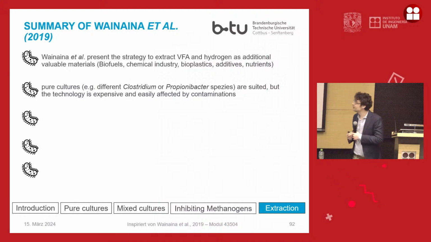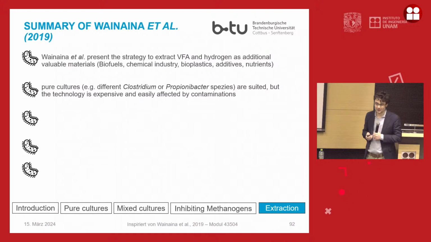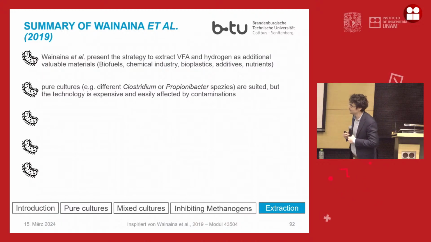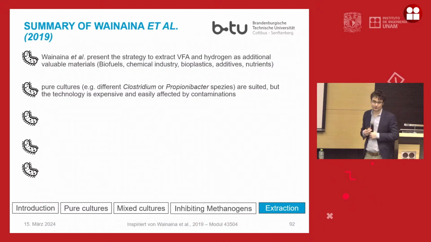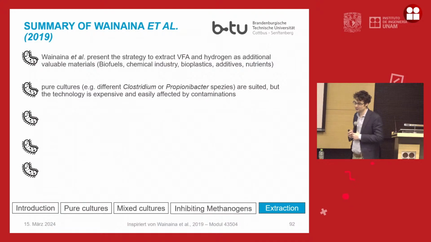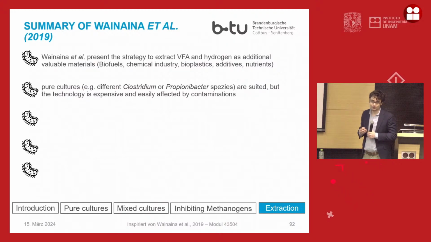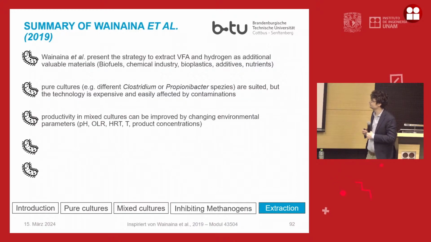And well, they also explained the case that we could use pure cultures. Pure cultures are, of course, well, they work, we know how to do it, but they are expensive to handle, and they are also prone to contaminations. So the idea with the dark fermentation is to make it in the mixed culture in order to get it cheaper. But then we still have these technological problems on how to properly extract your products.